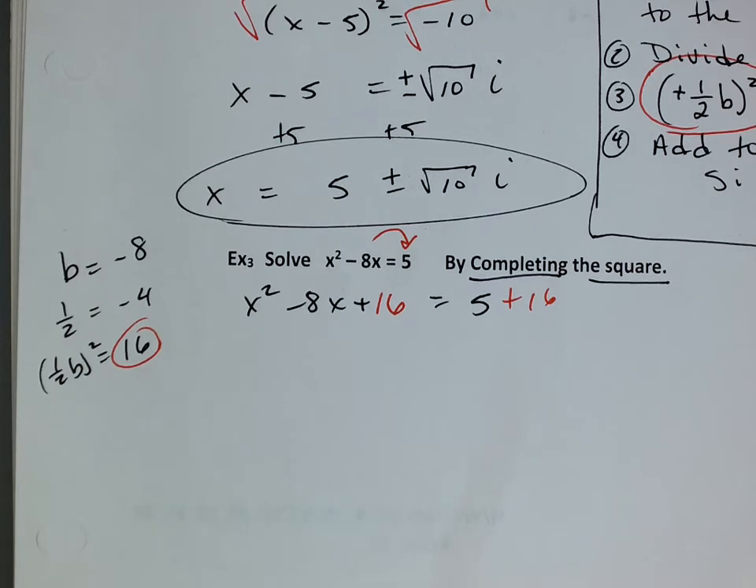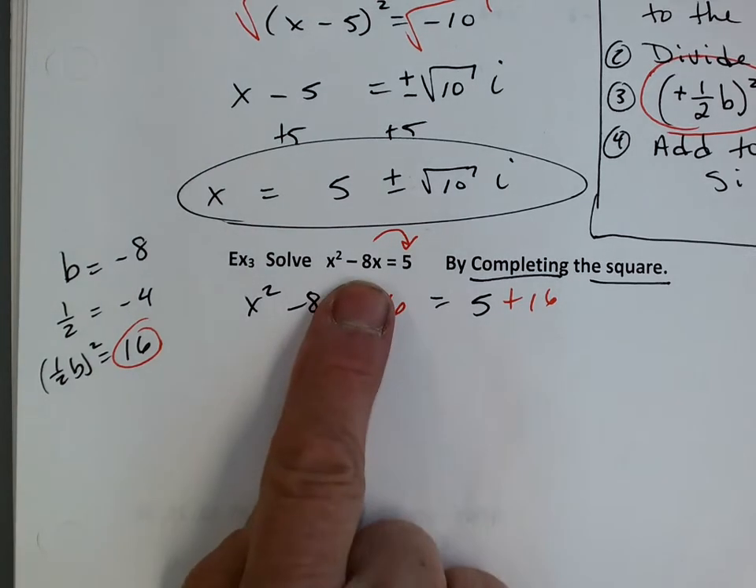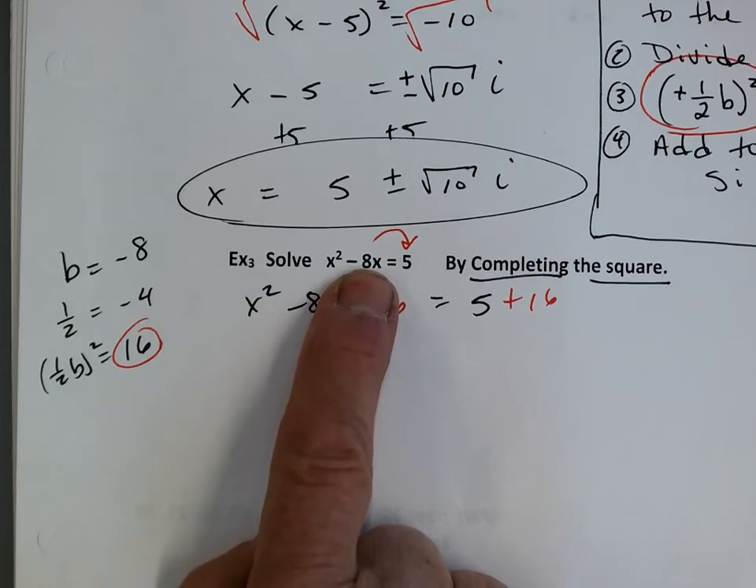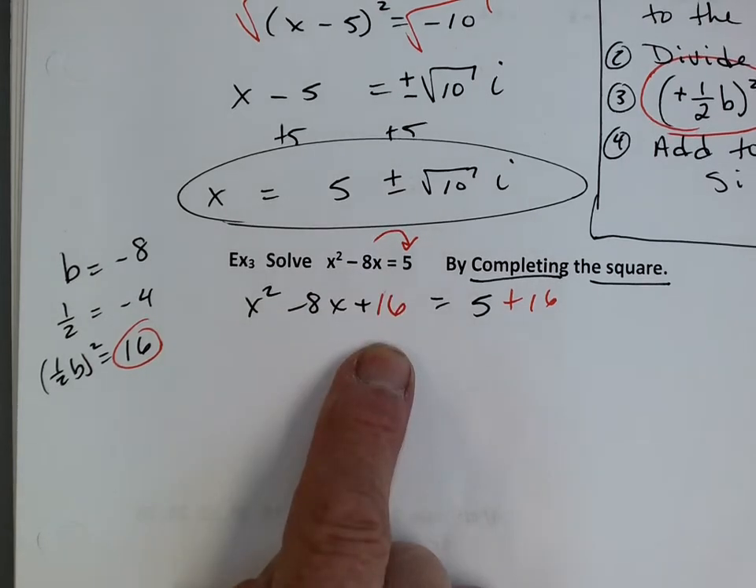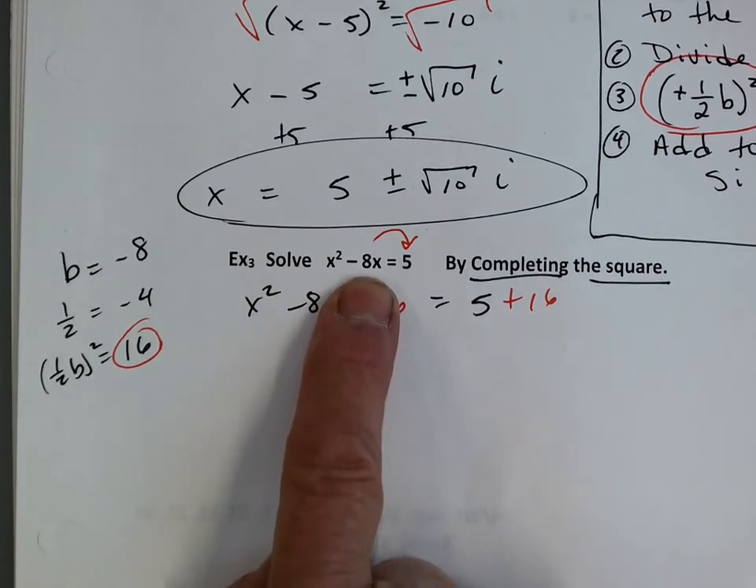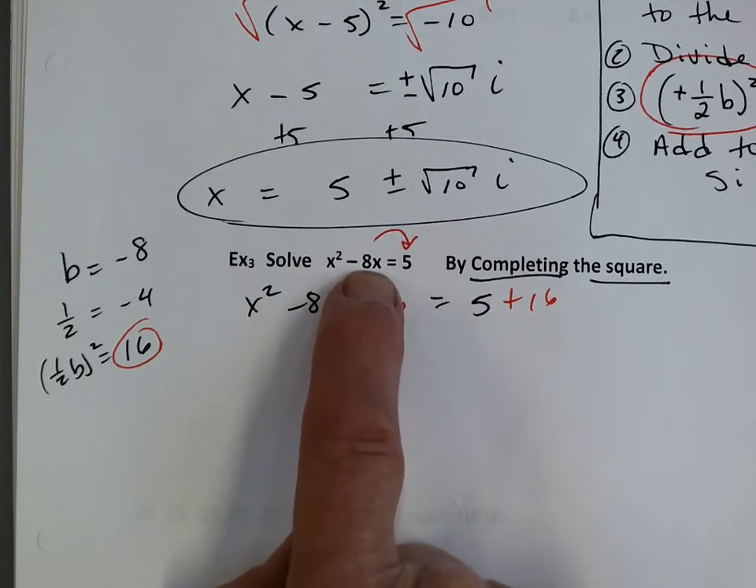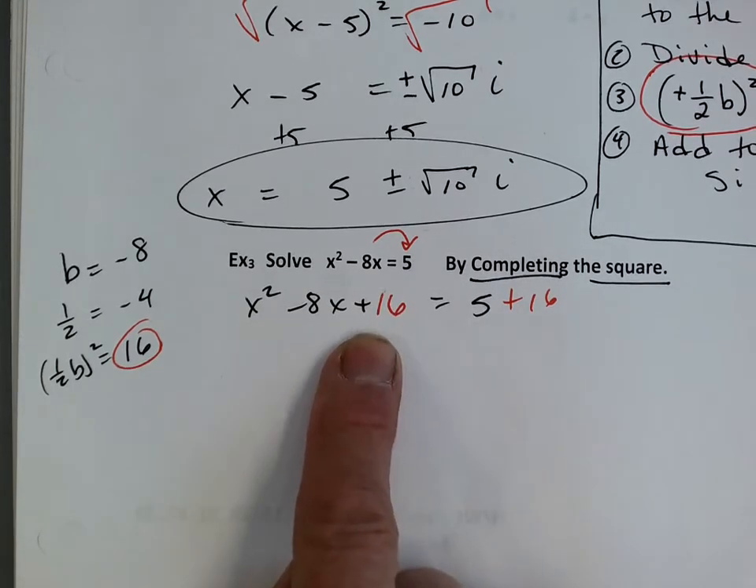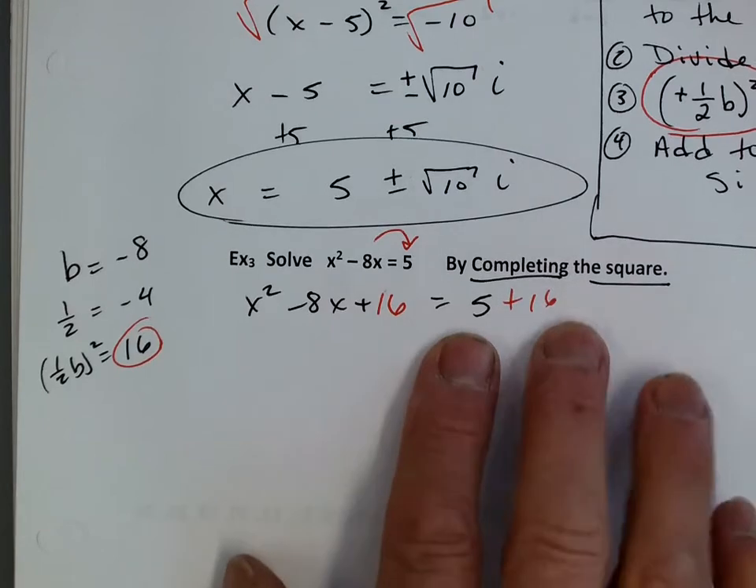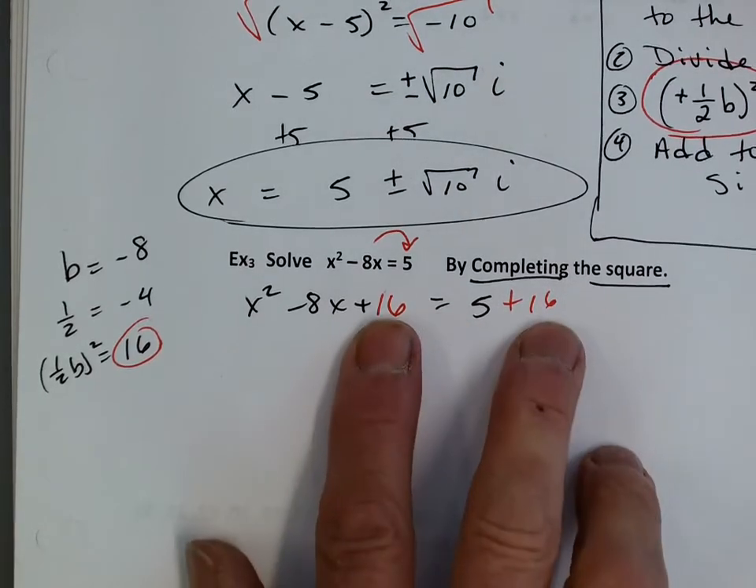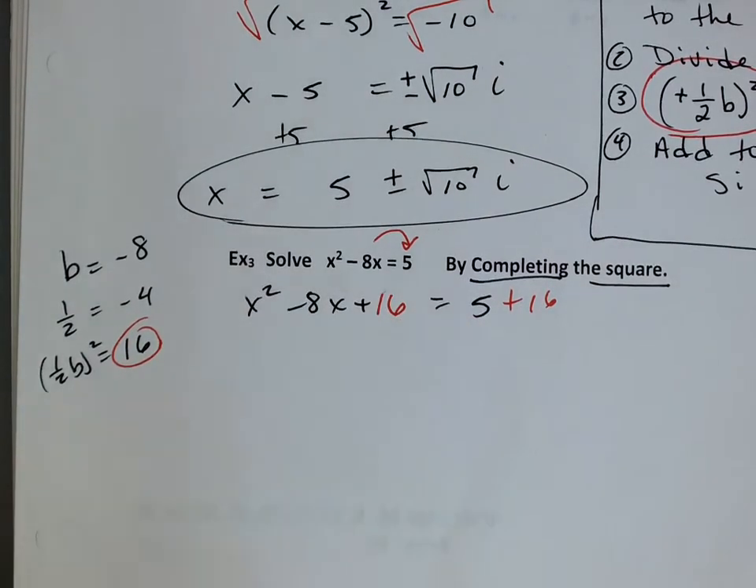So all I'm doing is taking half this number. What's half this number? 4, and squaring it. So half this number is -4. -4 squared is 16. And now I have to add that to both sides because it's got an equal sign, right? To keep it balanced. Now the reason I did this is this will factor, okay?